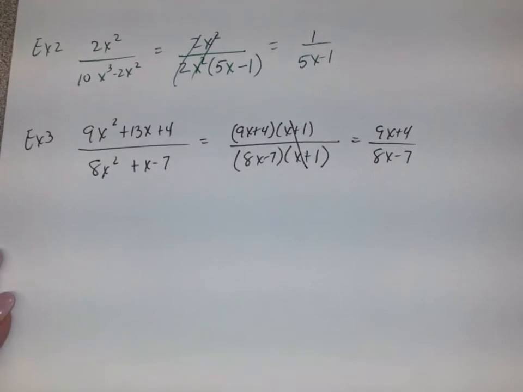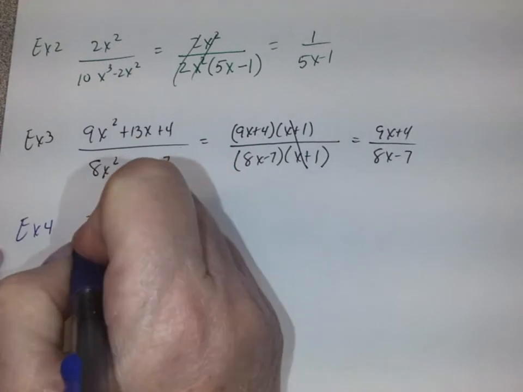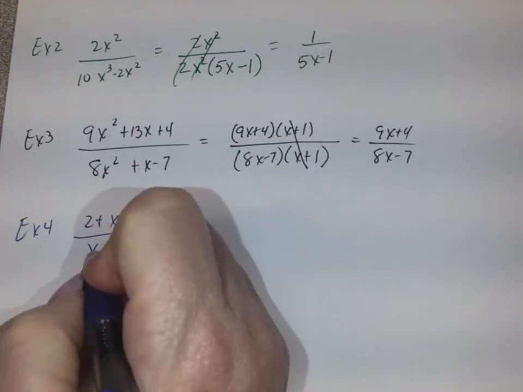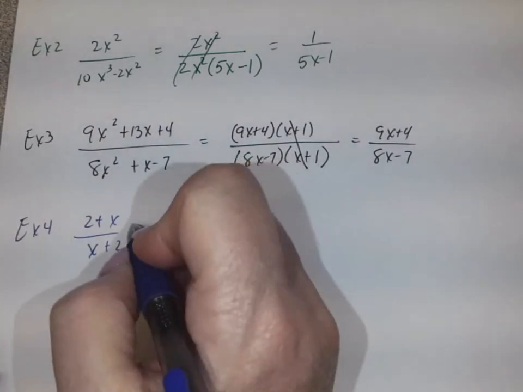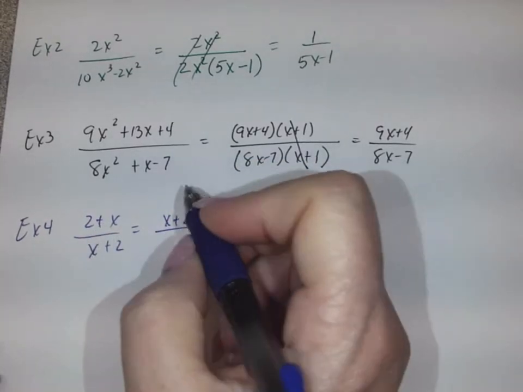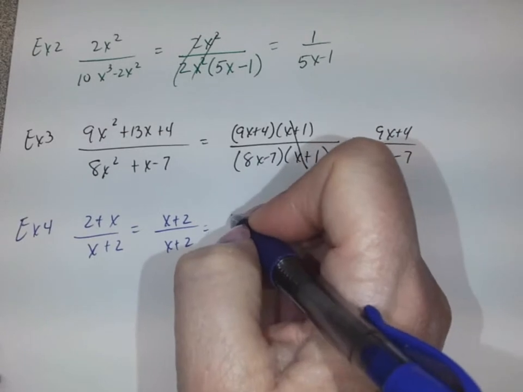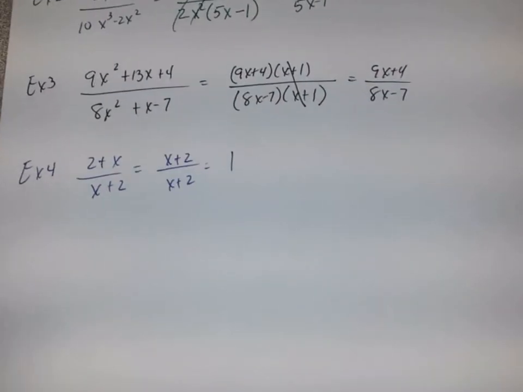All right, let's look at example 4. If we have 2 plus x over x plus 2, this is being added in both cases, so I'm just going to change the order. This is x plus 2, same as 2 plus x, over x plus 2. Well, that will get us 1, because they both canceled. When they cancel on both top and bottom, it ends up being a 1. All right, let's look at example 5.